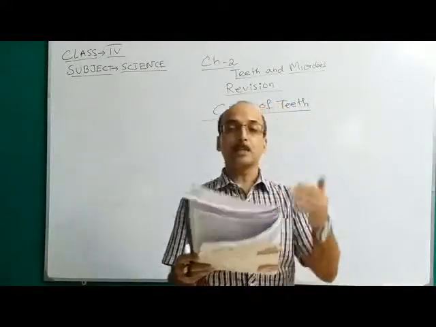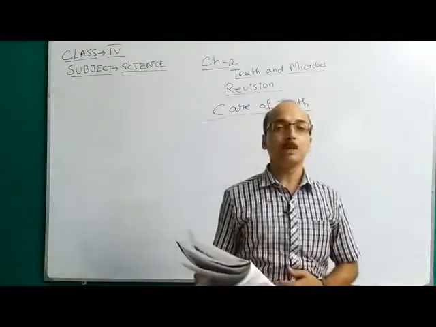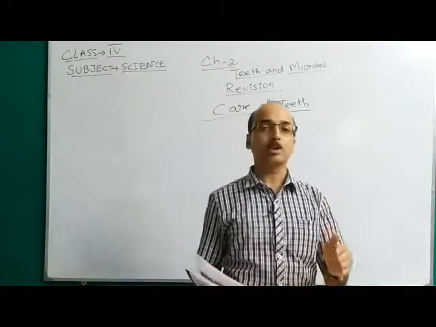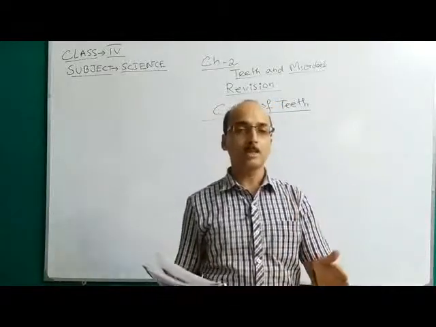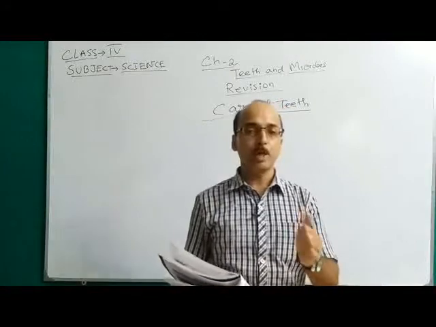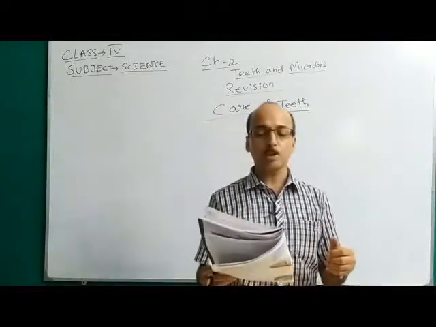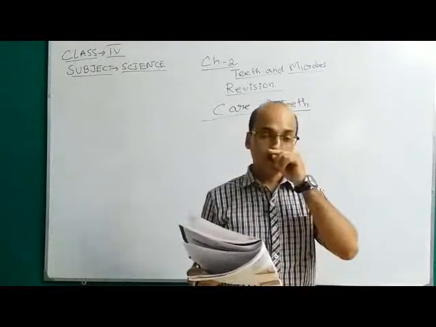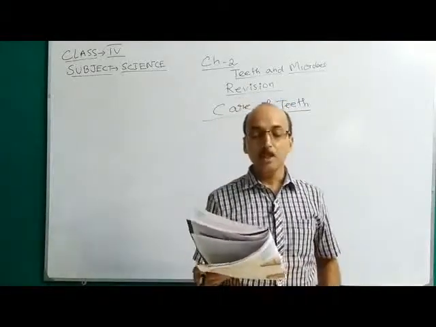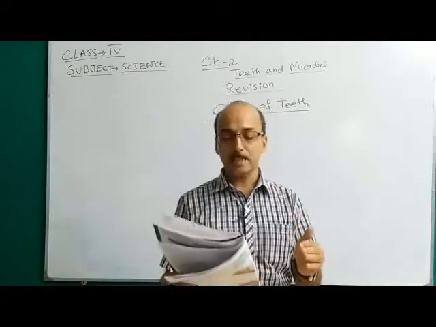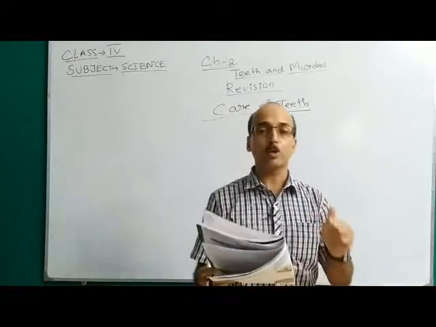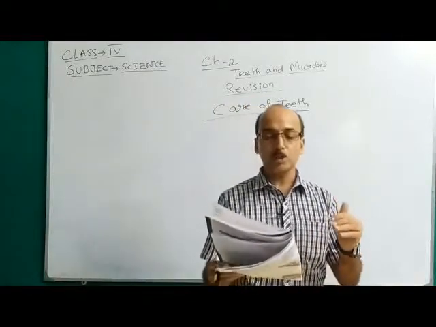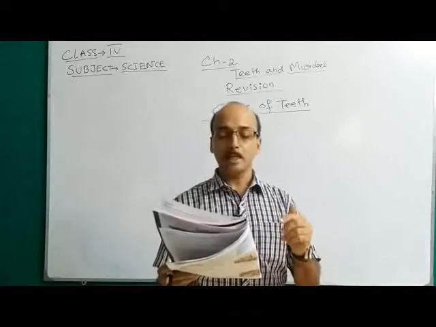So these are some of the points we should keep in mind for taking care of our teeth. Number 1, we must brush our teeth at least twice a day, once in the morning and once before going to bed. Number 2, we should brush our teeth correctly using the proper method. Then we should take raw vegetables and fruits in our diet, that is carrots and apples, to make our gums and teeth strong. Then we should not eat too many sweets and chocolates. They can spoil our teeth.